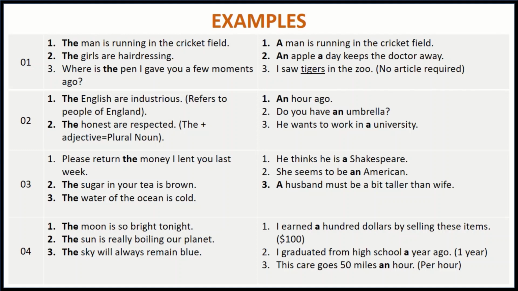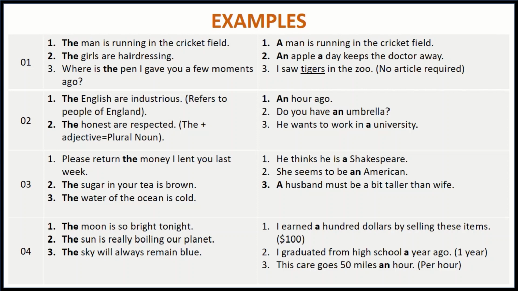You see, the moon, the sun, the sky. These are one of a kind things in the universe. There are no substitutes or replications or anything which can replace these things. So therefore, it is compulsory to use the definite article with these one of a kind universe things.